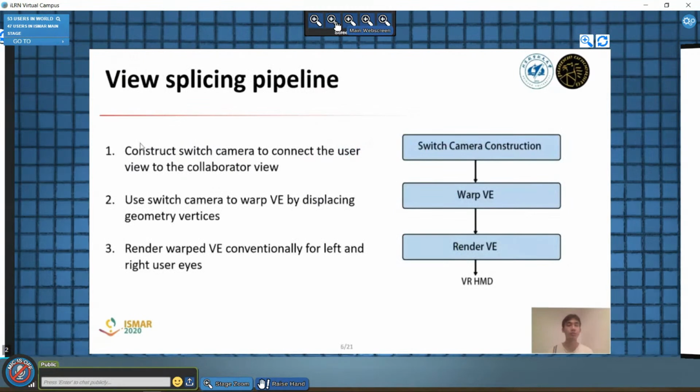Our view splicing pipeline has 3 main steps. In the first step, our pipeline constructs a switch camera given the user and collaborator views. In the second step, the switch camera is used to warp the virtual environment by displacing the vertices of its geometry. Finally, the warped VE is rendered conventionally with the current left and right user eye cameras, producing the final stereo multi-perspective visualization.